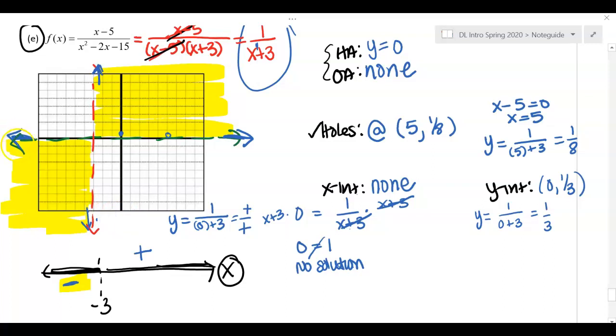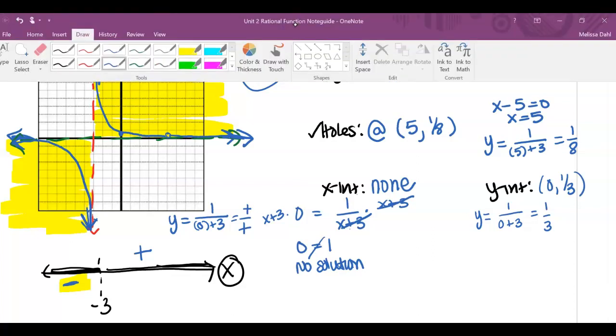So I'm just literally going to connect a curve that looks like it gets very close to 0 and follows this downward. And on the other side, the same thing. I'm just going to make sure I cross through those points that I know exist. There we go.